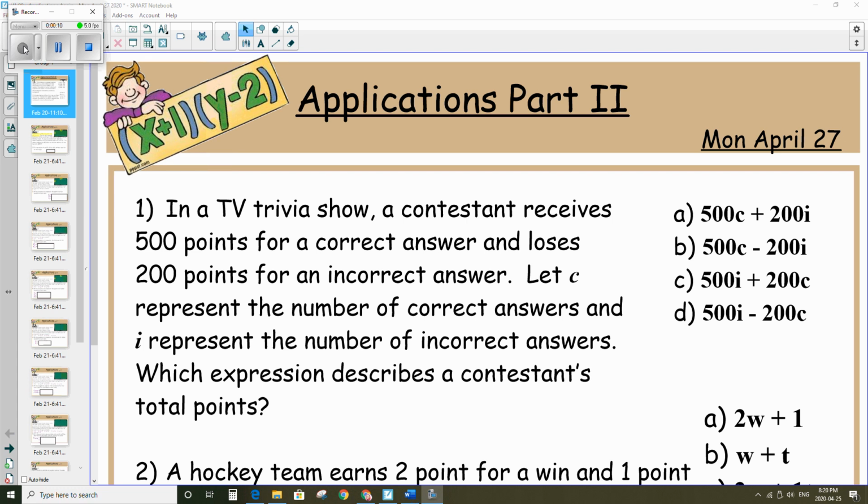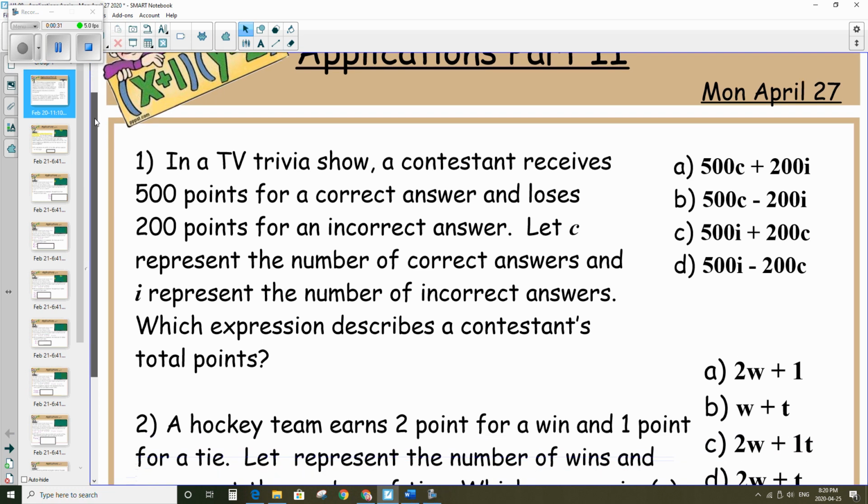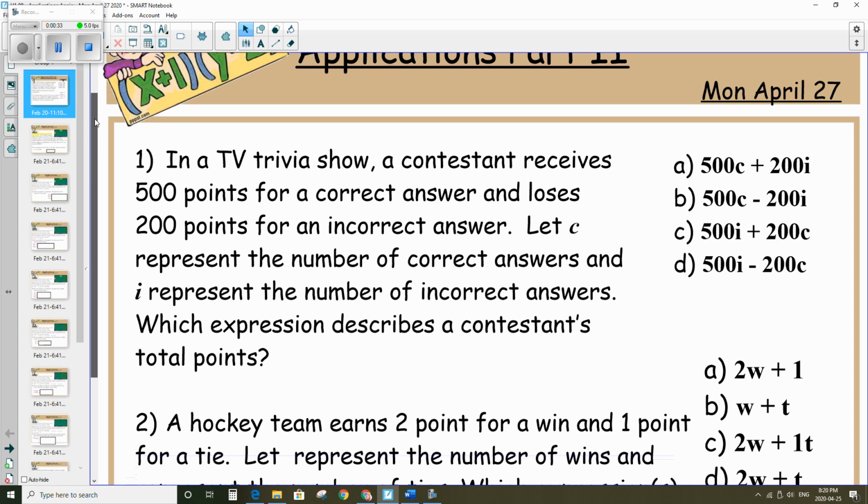Today is Monday, April 27th, and we are going to be working through page 16 and page 17 in your algebra booklet. This is part 2 of the application section. I did some application questions last week. Today we're doing part 2. I'm going to go through a couple of word problems in a second. I'm just going to start with the warm-up questions that are on your page first. So there's a couple of those.